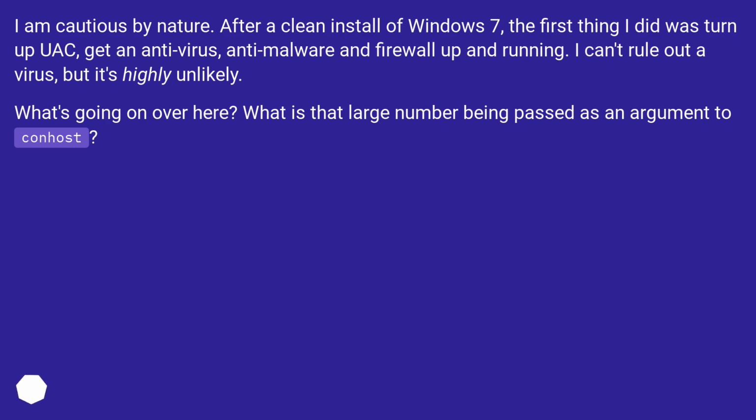I am cautious by nature. After a clean install of Windows 7, the first thing I did was turn up UAC, get an antivirus, anti-malware and firewall up and running. I can't rule out a virus, but it's highly unlikely. What's going on over here? What is that large number being passed as an argument to conhost?